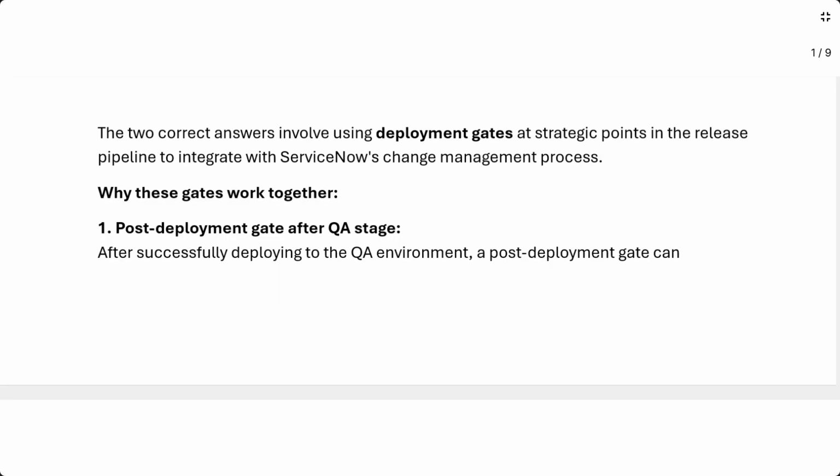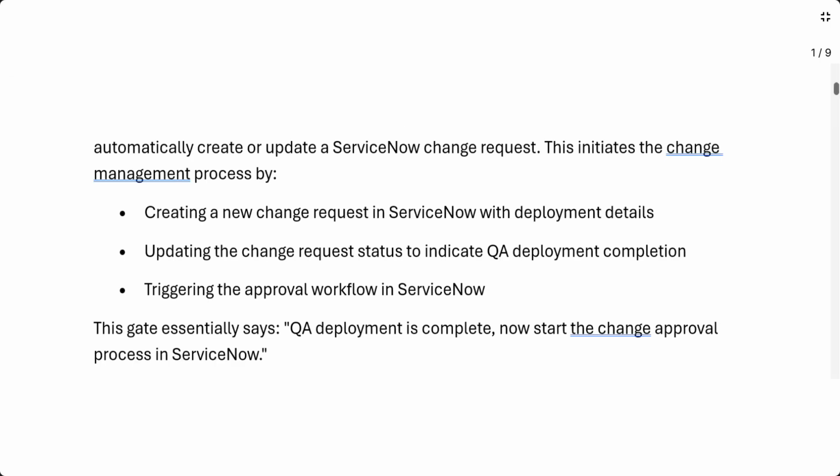The two correct answers involve using deployment gates at strategic points in the release pipeline to integrate with ServiceNow's change management process. Why do these gates work together? 1. Post-deployment gate after QA stage. After successfully deploying to the QA environment, a post-deployment gate can automatically create or update a ServiceNow change request. This initiates the change management process by creating a new change request in ServiceNow with deployment details, updating the change request status to indicate QA deployment completion, triggering the approval workflow in ServiceNow.